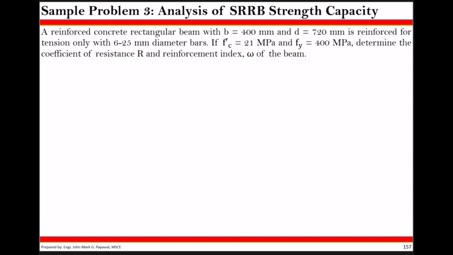A reinforced rectangular beam, base 400 and effective depth 720, is reinforced for tension only with 6 25 mm bars. Fc prime to be used is 21, Fy is 400 megapascal. Determine the coefficient of resistance, R, and the reinforcement index, omega or W. Whatever fits you, okay lang. Dito, ang nakita natin is it helps if you are familiar with the equation.